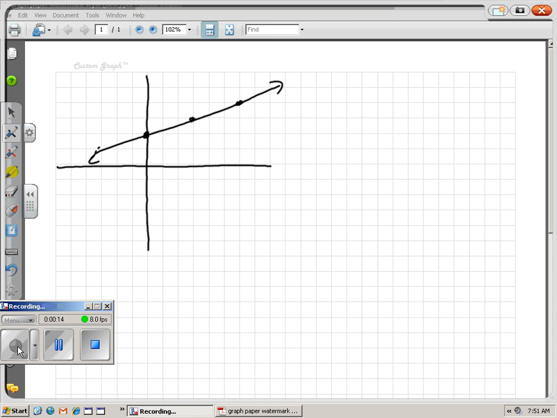Okay, I want you to start by looking at this graph here. If I was going to write the equation of this, remember y equals mx plus b. My y-intercept would be 2, and my slope would go up 1 and over 3. So my slope would be 1/3. So my equation of this line would be y equals 1/3 x plus 2.